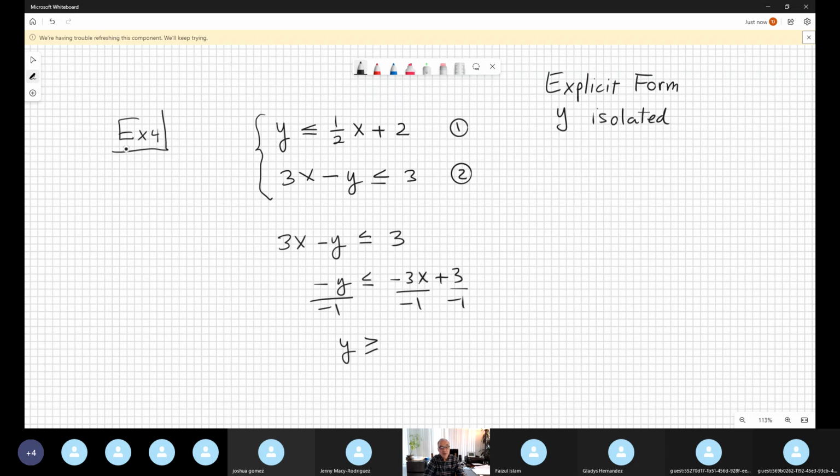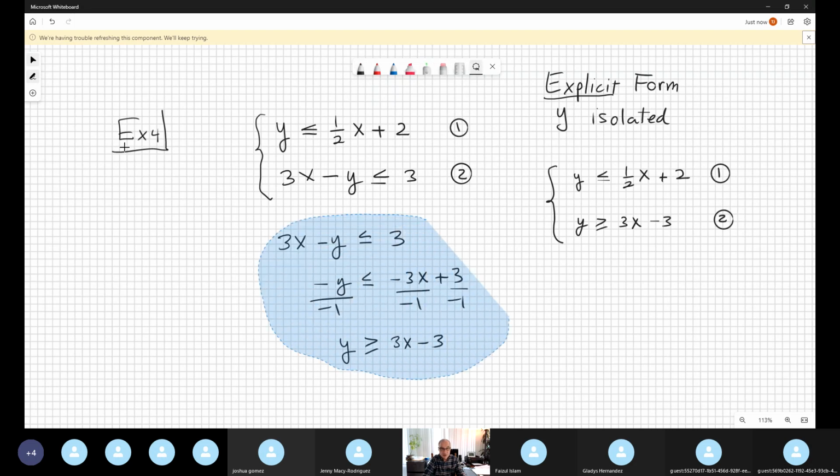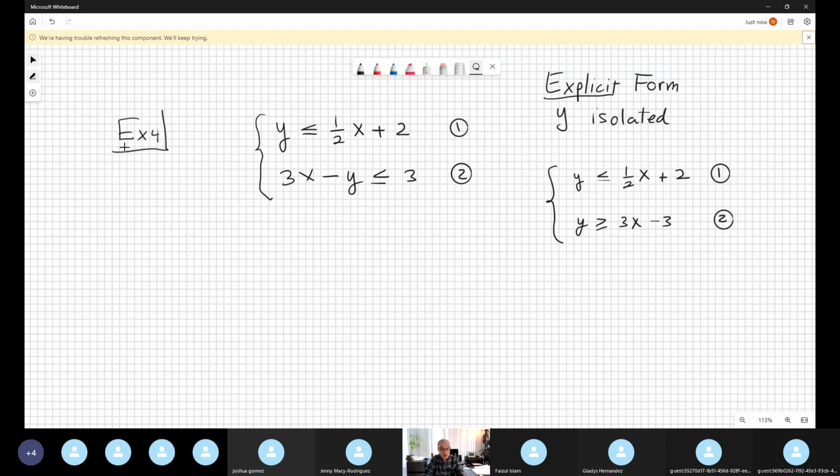So y is greater than or equal to 3x minus 3. You need to reverse the inequality, flip it, because you are dividing by a negative. It doesn't always happen, but in this case it happens. So my inequalities both expressed in explicit form are y less than or equal to 1/2 x plus 2, inequality number 1, and y greater than or equal to 3x minus 3. It's 100% equivalent. This system has the same solution, but this is clearer in my opinion because it's expressed in explicit form.